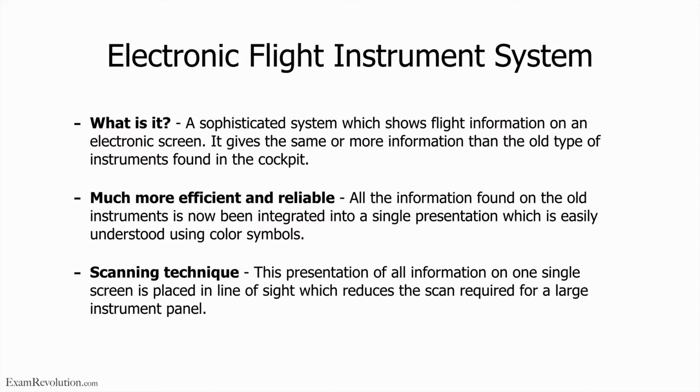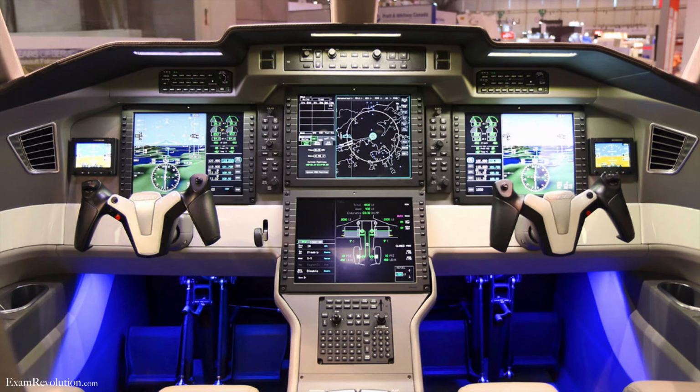That's why they have built the EFIS system, the Electronic Flight Instrument System. And there is a very good example of one. This is actually the Pilatus PC24, and it's got a Honeywell system, right? So you can see over here, this is what we call the PFD. This is called the Primary Flight Display.